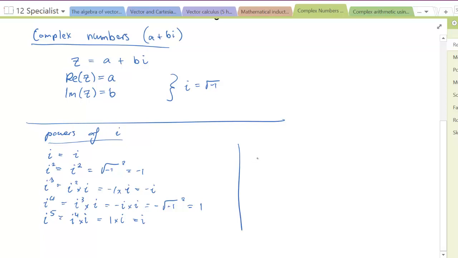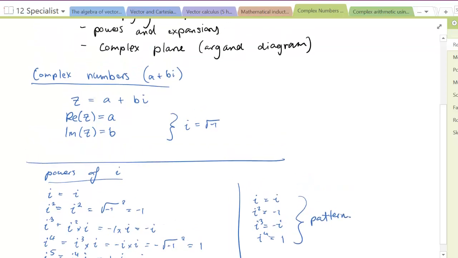So what we have is i, i to the power of 2 is -1, i cubed is -i, and i to the power of 4 is 1. Now once we get i to the power of 5, we go back up and we repeat that pattern. Okay, so that's our review on the complex numbers and the powers of i.